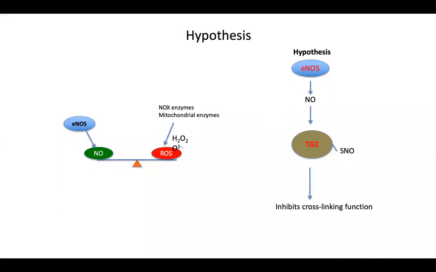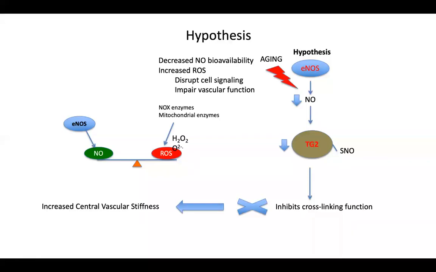So based on this, we built a hypothesis that says that in the young healthy vessel, the eNOS-dependent nitric oxide production S-nitrosylates tissue transglutaminase and inhibits its cross-linking function. However, as we age, there is a decrease in this nitric oxide production or the bioavailability of nitric oxide, and this would lead to a decrease in tissue transglutaminase nitrosylation, leading to a disinhibition or the loss of this inhibitory effect, which would activate the tissue transglutaminase cross-linking function, resulting in increased vascular stiffness.